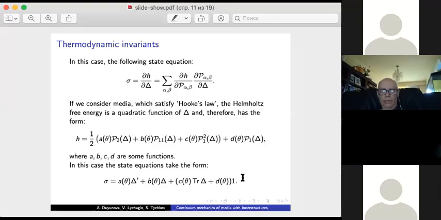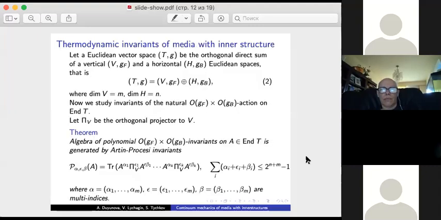The next thing we want to discuss is the thermodynamic invariance of Newtonian media with inner structures. In this case, the construction of invariants is almost the same. We use the very same Artin-Procesi invariants, not the same, but very similar.